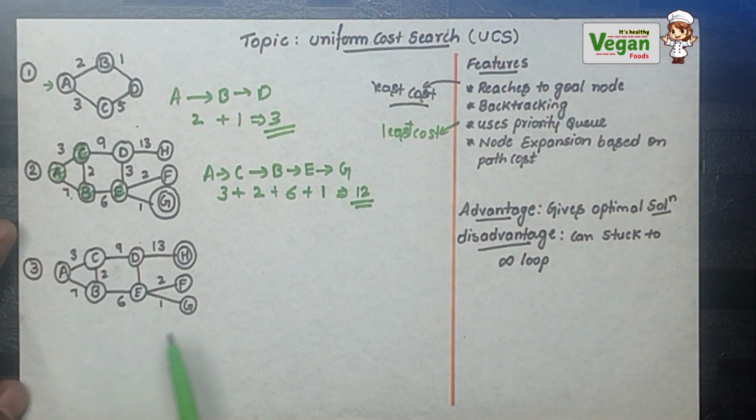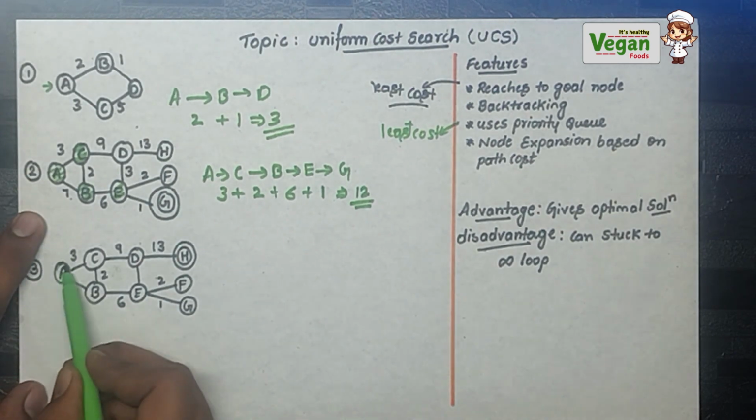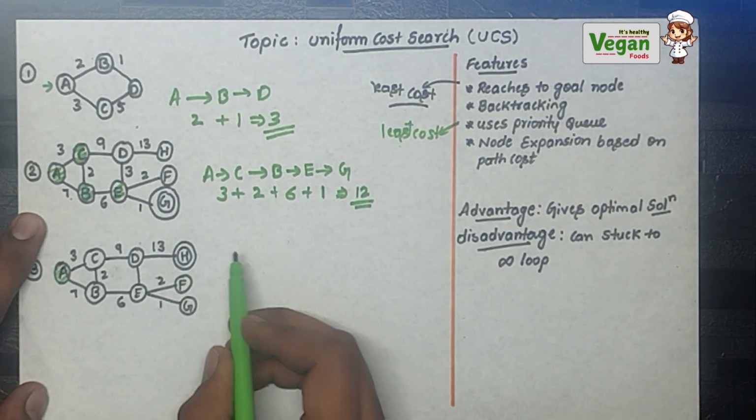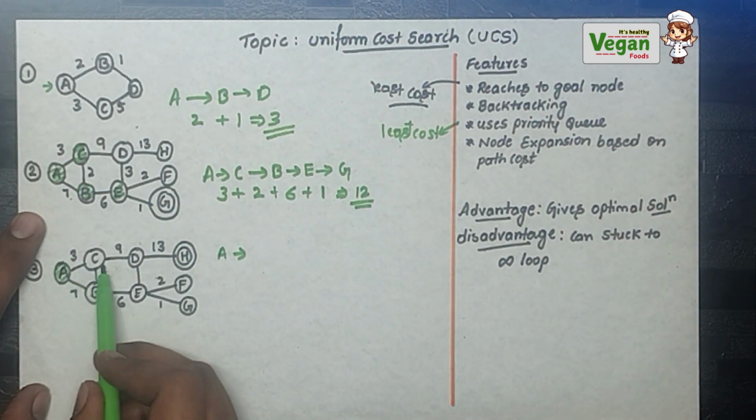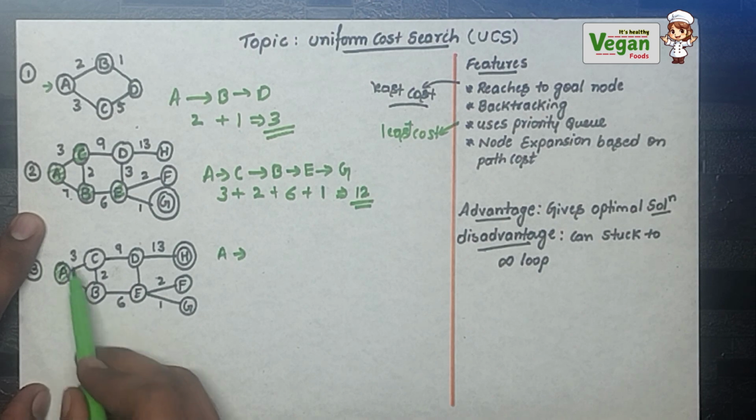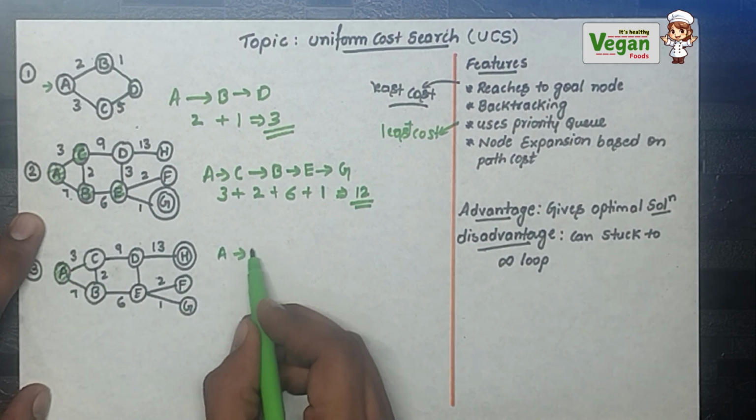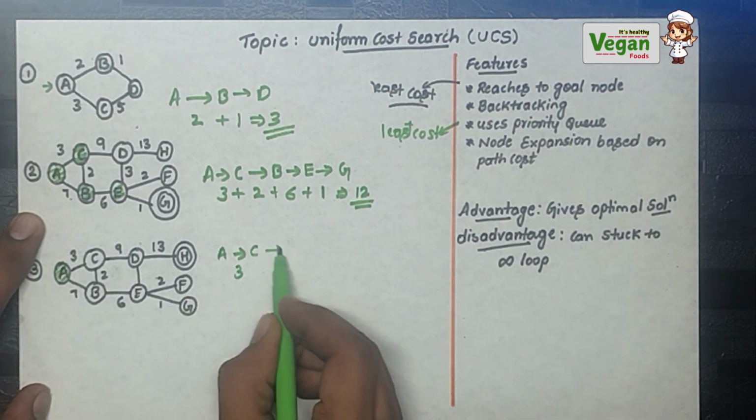Now let's see the third question. If we start from A, I must go to my goal node H. From A, which is the shortest path, A to C or A to B? A to B is 7, A to C is 3. So from A to C it is 3.